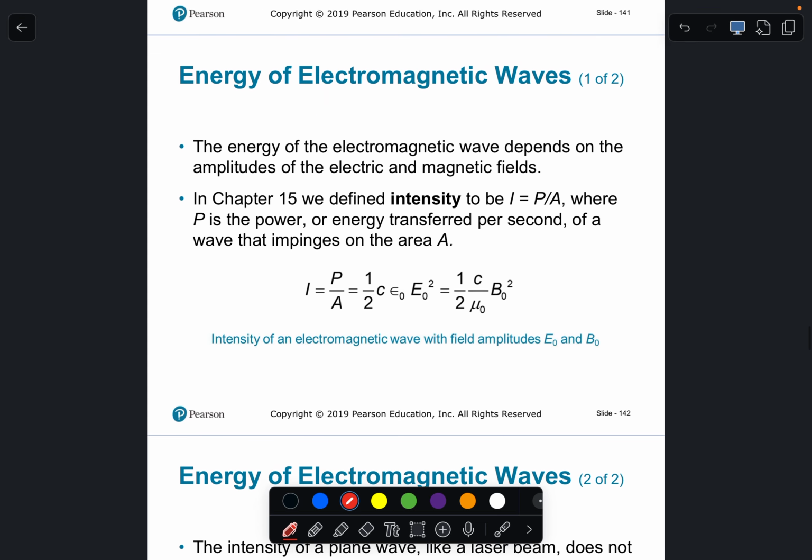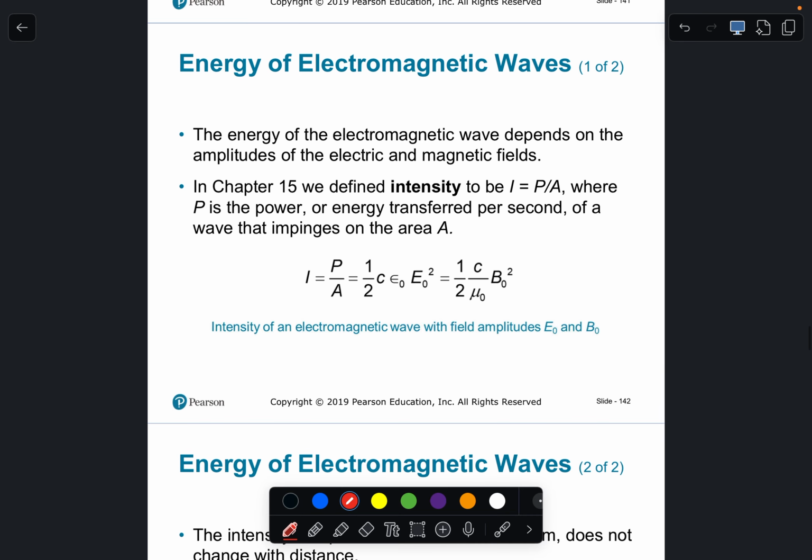Before we talk about polarized sunglasses, let's talk about the energy of electromagnetic waves, okay? So we have already talked about the intensity of waves before. We defined them as a power over an area. And just a quick reminder what power is. Power is an energy over time.